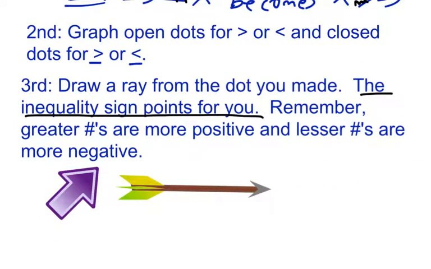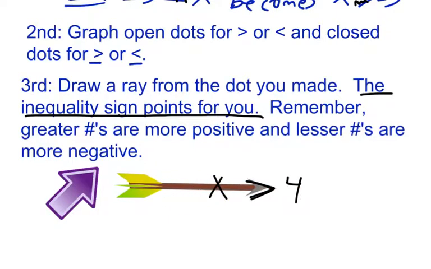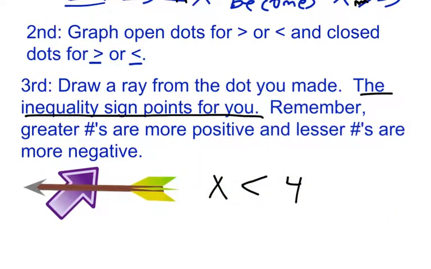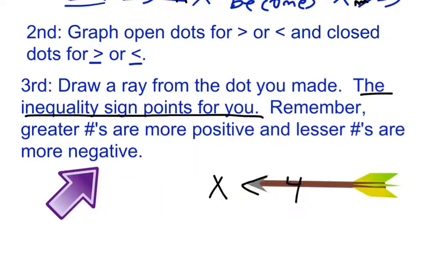So for this step, let's say x is greater than 4, notice that arrow is pointing which way? It's going to the right. But if we had x is less than 4, then look, this arrow is pointing to the left, so we're going to graph it to the left. So that inequality sign tells you which direction it's going.